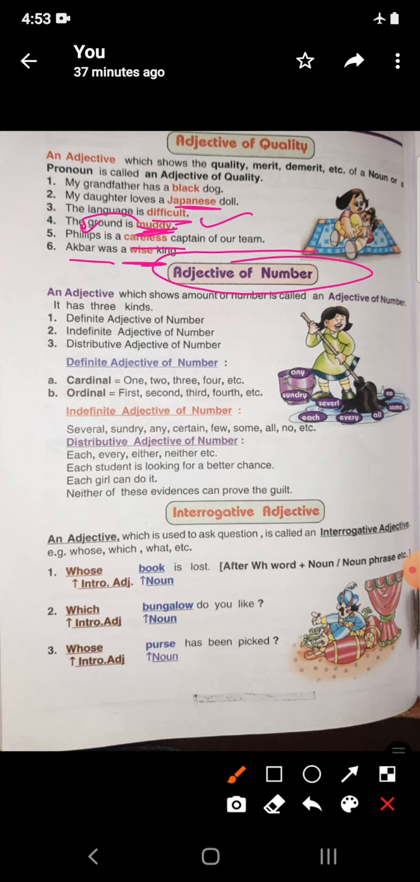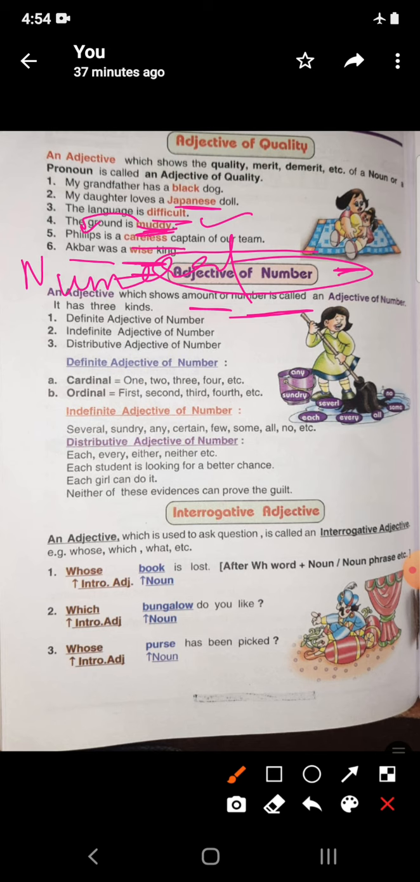Number third kind of adjective is adjectives of number. So from the title we can assume that adjective of number talks about the count or number, how many things are meant, how many nouns are meant. So adjective of number is an adjective which shows the amount or number. It is called adjective of number. It is also called numeral adjectives.